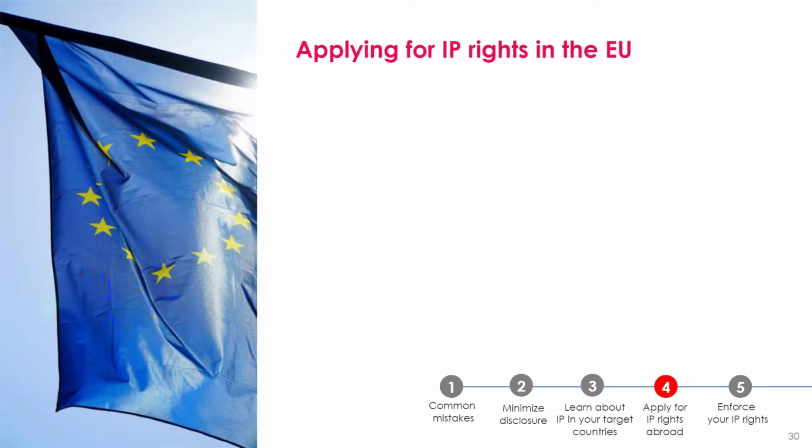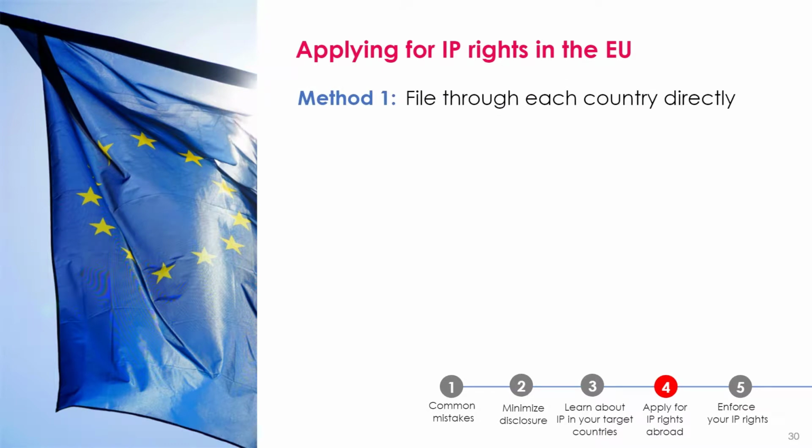While we're talking about how to apply for IP rights abroad, we should mention the 3 ways to protect your IP in the European Union, or the EU. First, you can file directly with each national office. If you're seeking protection in only a few countries, it may be best to apply directly with each of the national offices. You can also apply in the EU for EU-wide applications.